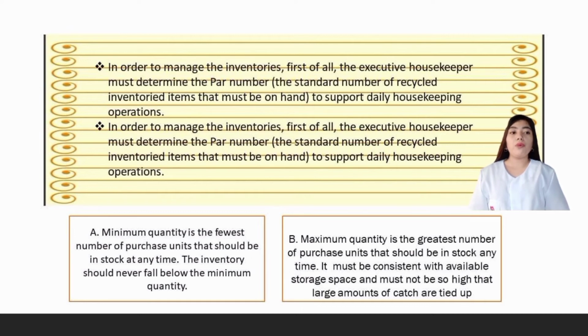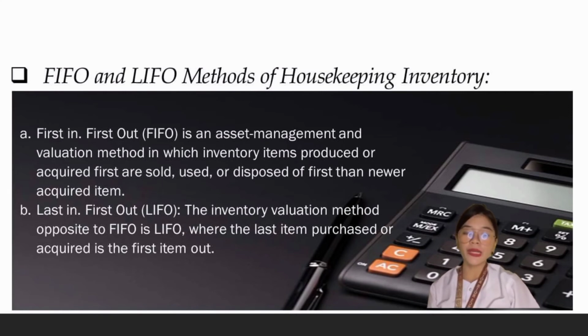A. Minimum quantity is the fewest number of purchase units that should be in stock at any time. The inventory should never fall below the minimum quantity. B. Maximum quantity is the greatest number of purchase units that should be in stock at any time. It must be consistent with available storage space and must not be so high that large amounts of cash are tied up. FIFO and LIFO methods of housekeeping inventory.